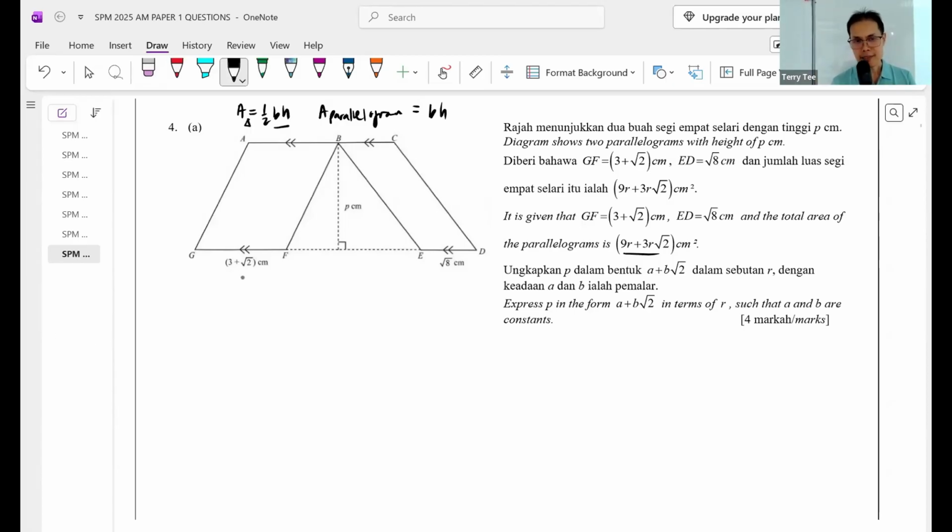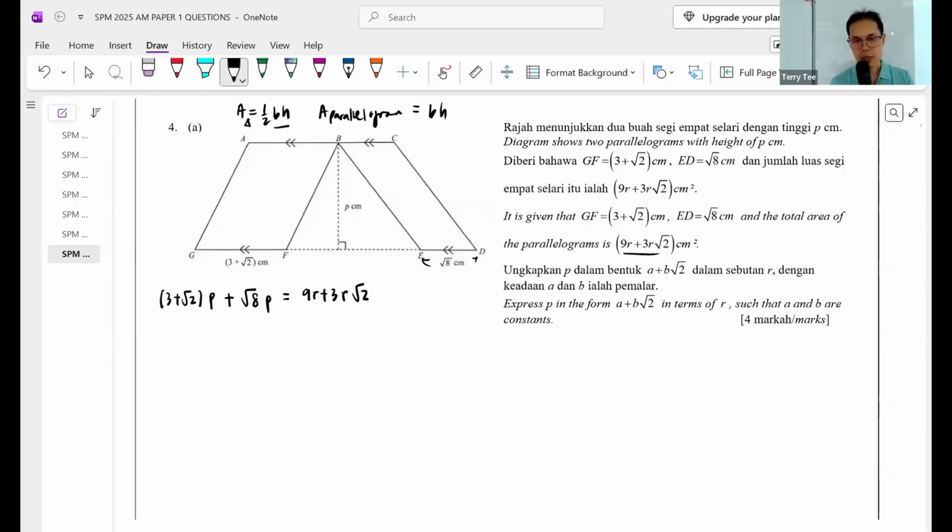So guys, I know your base, I know your height. So the first parallelogram is 3 plus √2, I multiply with p. The second parallelogram you can see here, the base is √8. I multiply with √8, the height is also p. And this area is now 9r plus 3r√2.